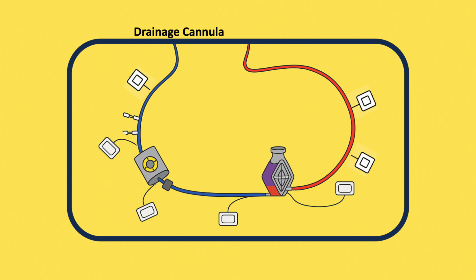Now let's discuss the ECMO circuit. Please note this image is a simplified diagram and the actual composition may vary considerably. As we've described, the venous cannula, the drainage cannula, connects the patient to the ECMO circuit. Within the circuit you have tubing.